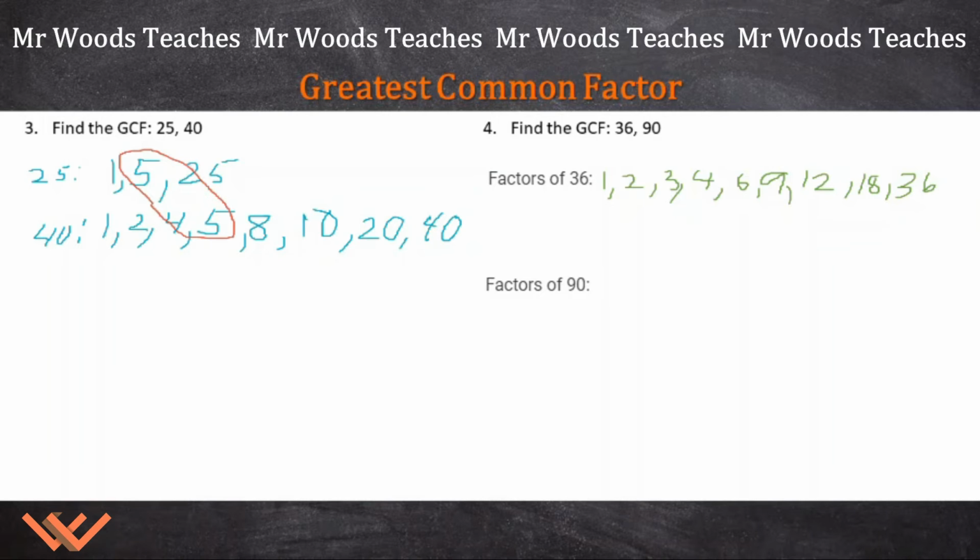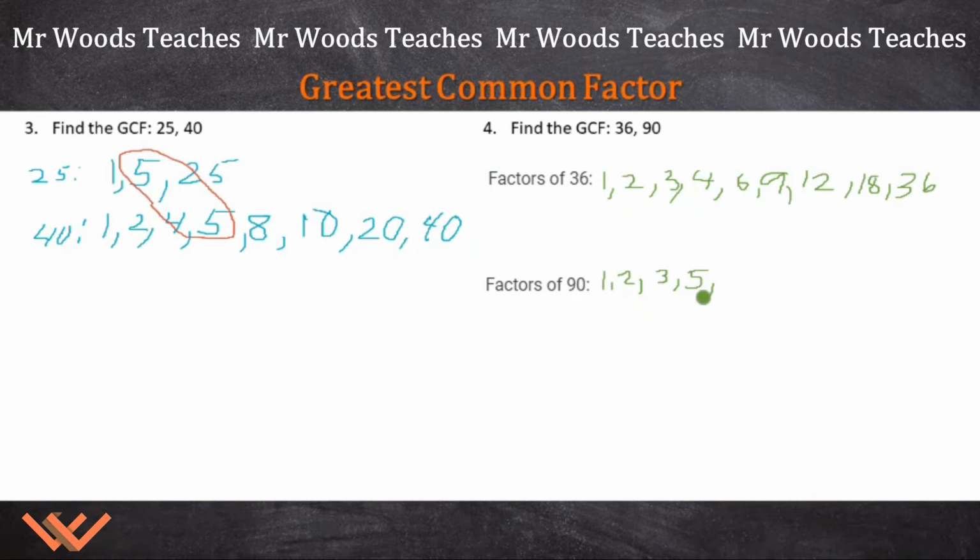Let's repeat this for 90 as well. So I have 1 times 90, 2 times 45, 3 times 30, 5 times what? 5 times 15 is 75. So 5 times 16 is 80. 5 times 17 is 85. And 5 times 18, which is going to be a factor later on here, is going to be 90.